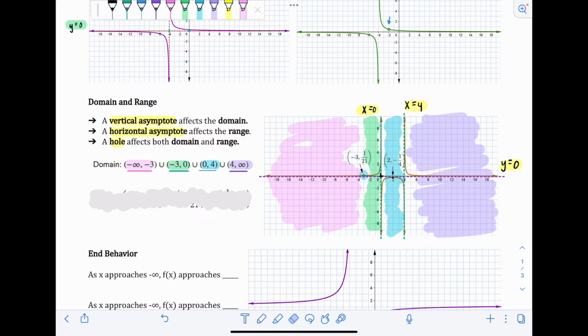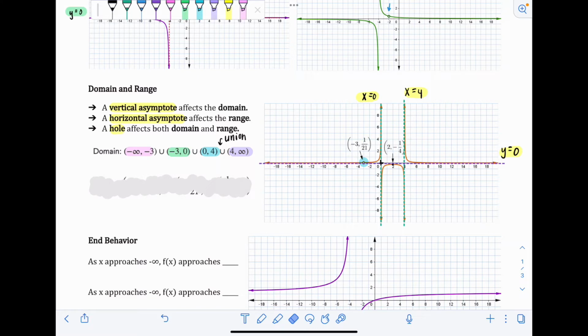Okay, and then like I said, that little u, I'm going to add it written in as well. It just stands for union. So it's kind of like connecting each of those intervals. Okay, so that is for domain.